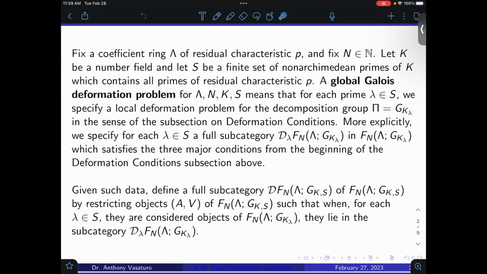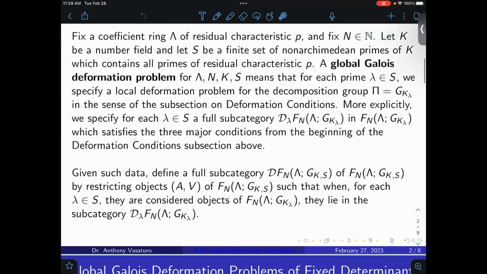So more explicitly, what does this mean? For each prime λ in S, we'll specify a full subcategory D sub λ of F_n^Λ(G_{K_λ}). Remember, this was like rank n representation spaces over Λ of the group G_{K_λ}. And what will this subcategory satisfy? It'll satisfy the three major conditions from the beginning of the deformation conditions video. So there were three major conditions, essentially being closed under sub-objects, intersections, and direct sums. Okay.